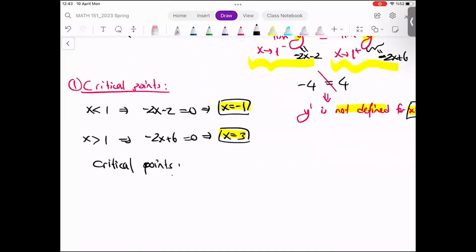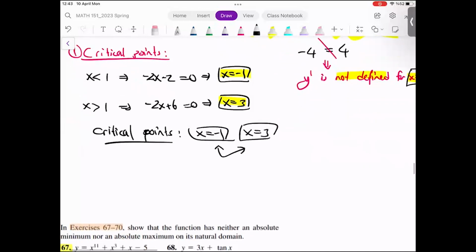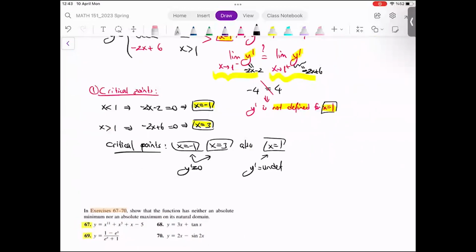Critical points: x equals minus 1, x equals 3. These are coming from where? From the part where y prime is 0. Also, x equals 1, and this comes from where y prime is undefined. Now, it's all clear, right? We have 3 critical points.